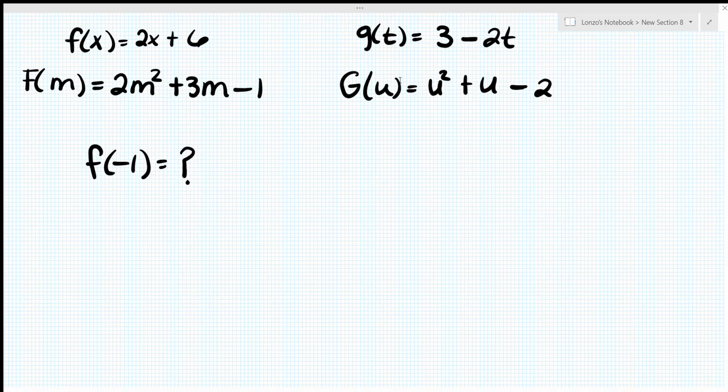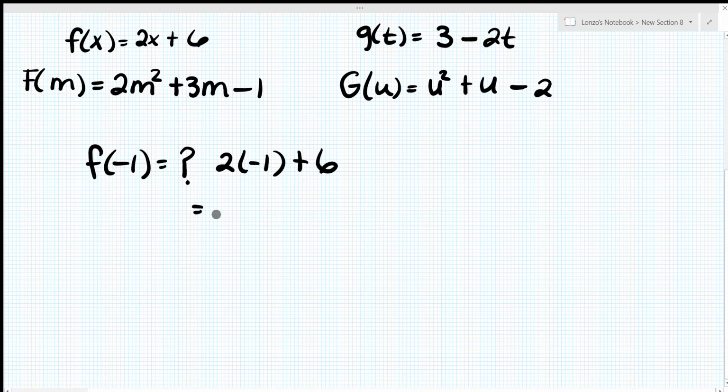So how do I find f(−1)? Remember, this negative 1 is like an x value. You're putting this x value into the function, and you're going to get a y value. Here's f(x). When you plug in negative 1, wherever you see an x, you plug in negative 1. So it's 2 times negative 1 plus 6. Simplify that: negative 2 plus 6, which is positive 4. In coordinate form, negative 1 is my x value and the outcome is your y value, so it's (−1, 4).